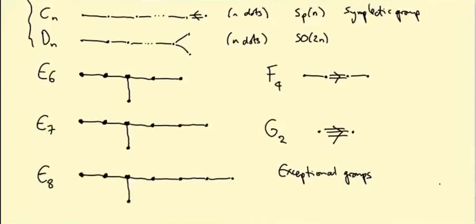Then we have these five exceptional cases. So there's E6, E7, E8. E6 is six dots, five in a row, and one coming off the third dot in the row. E7 is seven dots, six in a row, one coming off the third dot, and E8 is eight dots, seven in a row, one coming off the third dot. It kind of looks like it should be an infinite family, but it turns out that the E9 diagram doesn't correspond to a root system.